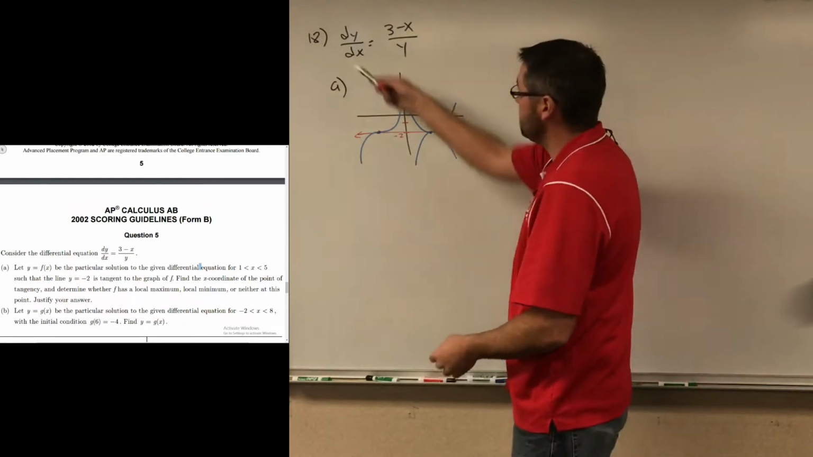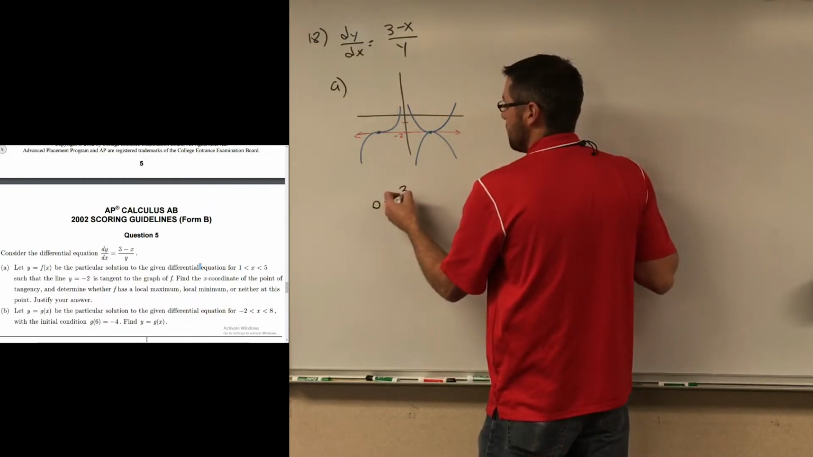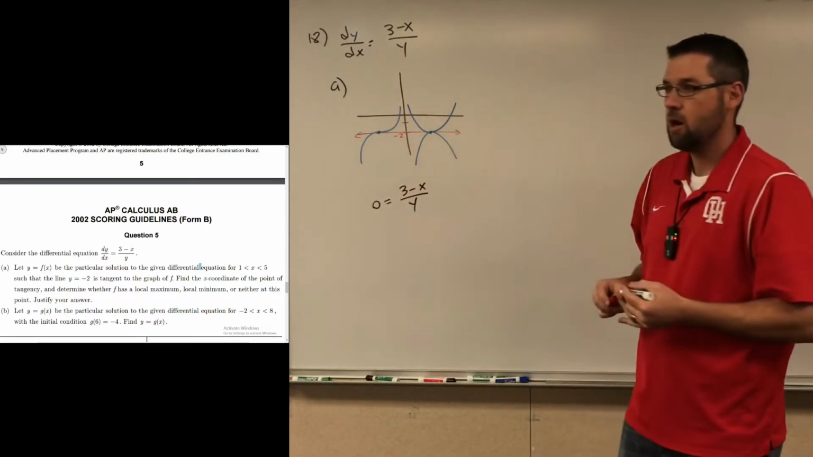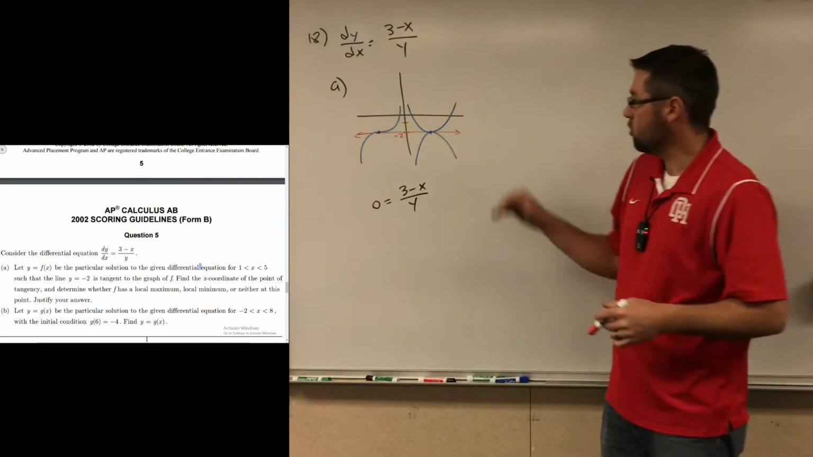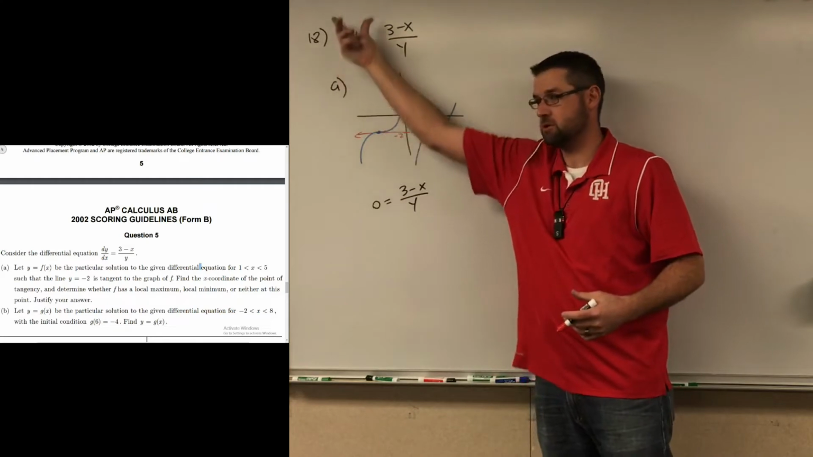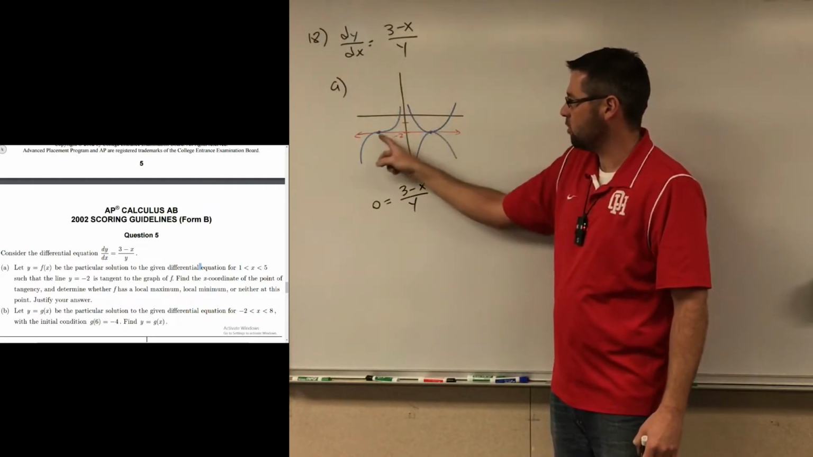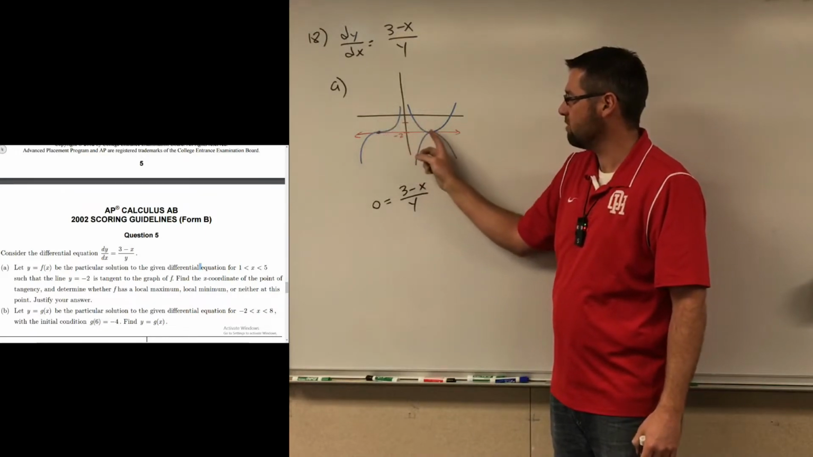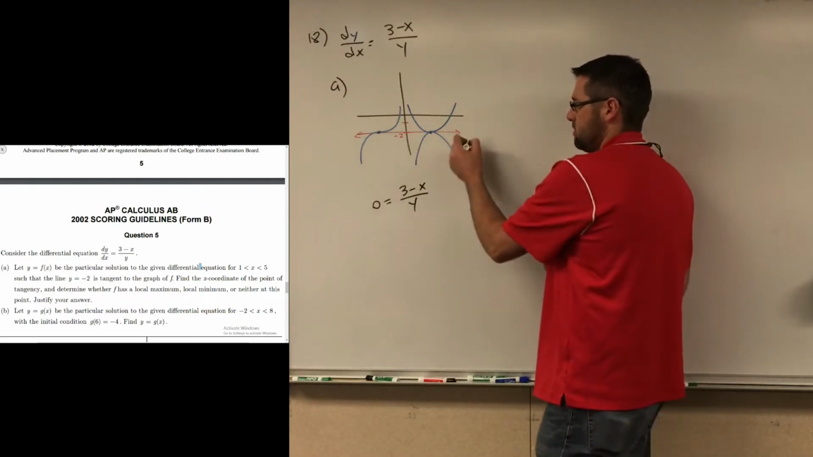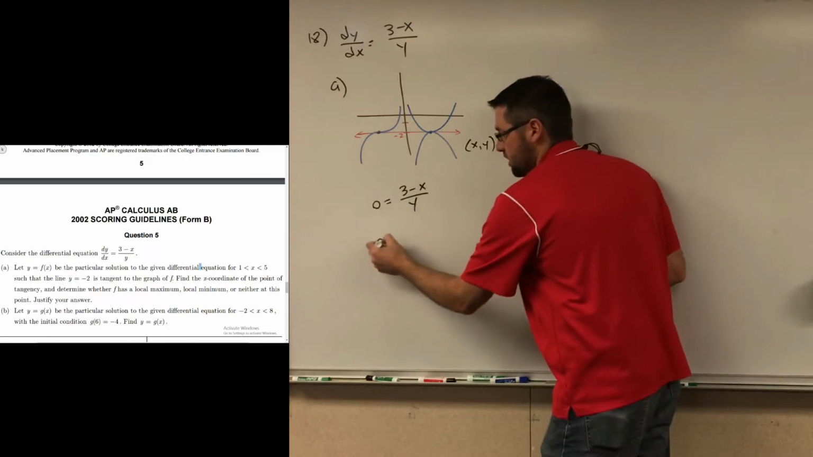So what can I say here? 0 equals 3 minus x over y. We'll get there. Are we okay with that so far? So we're saying that this line has a 0 slope. dy/dx would then be 0. The slope is 0. When, though? At this point, whatever point it is, what is this coordinate? It's x comma y, right? What's the y value there? It's negative 2. So we just plug in negative 2 to that.